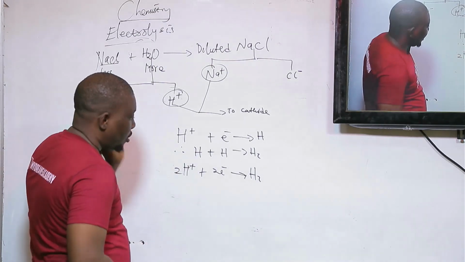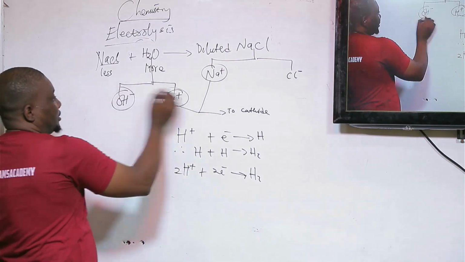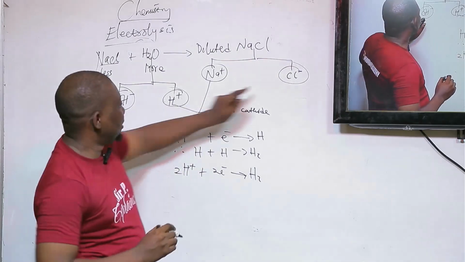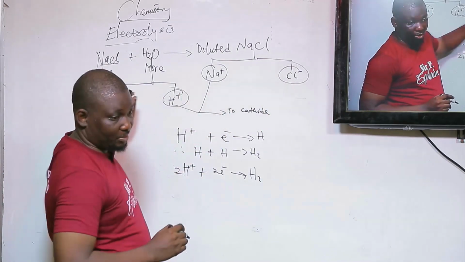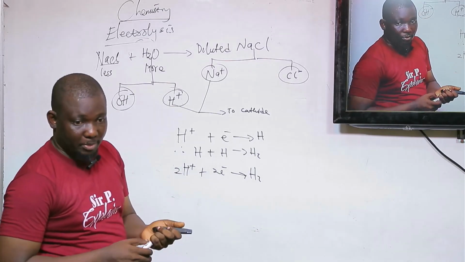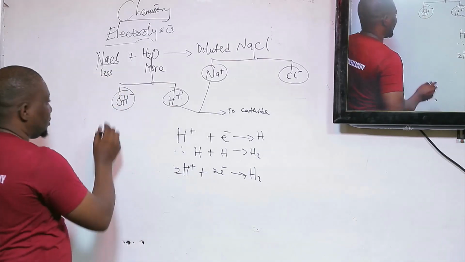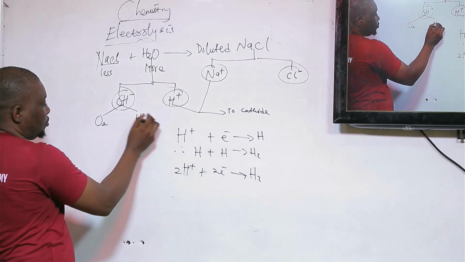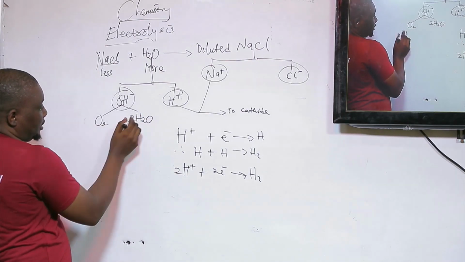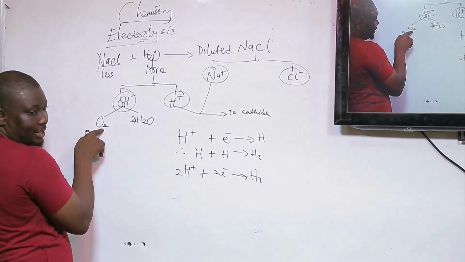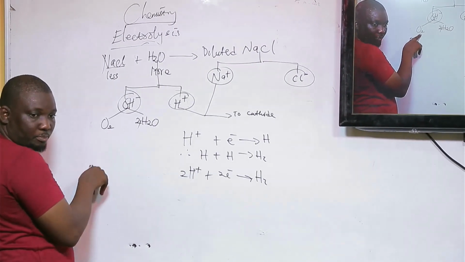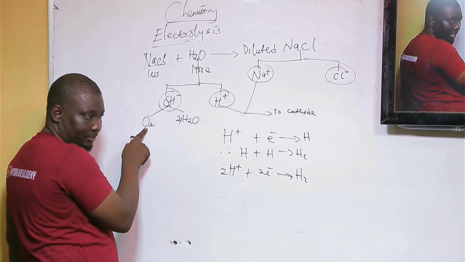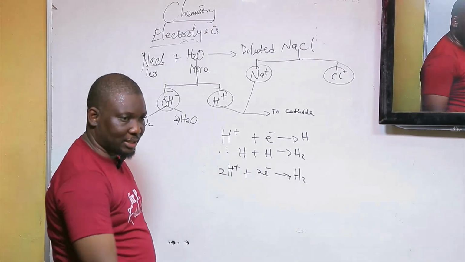Are you with me? Then, on the other hand, Cl- and OH- migrate to the anode. Between these two ions, they can't go at the same time. So which one is preferred? OH-, isn't it? If OH- is discharged, it is going to give me O2 and H2O. So what you see at the anode is evolution of bubbles, which is gas. The product formed is oxygen gas.